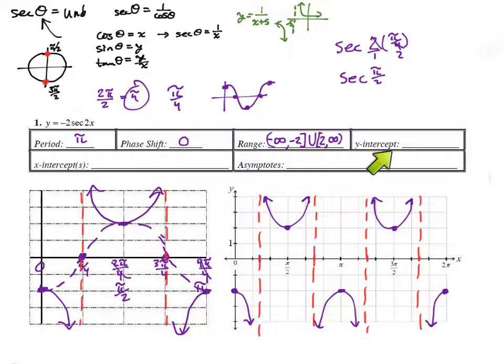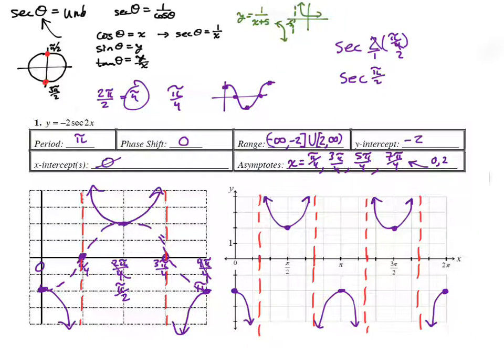There's your range. Now let's look at our y-intercepts. Our y-intercept right here is -2. Simple wimple. And then there's no x-intercepts. It never crosses the x-axis. And our asymptotes, where are those? We have our asymptotes at x equals pi over 4, 3 pi over 4, 5 pi over 4, and then 7 pi over 4. Do you guys know what we're increasing by every single time here? We are increasing by 2 pi over 4, which is what? By pi over 2.